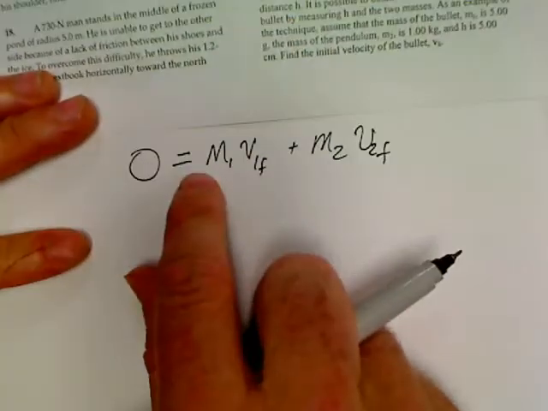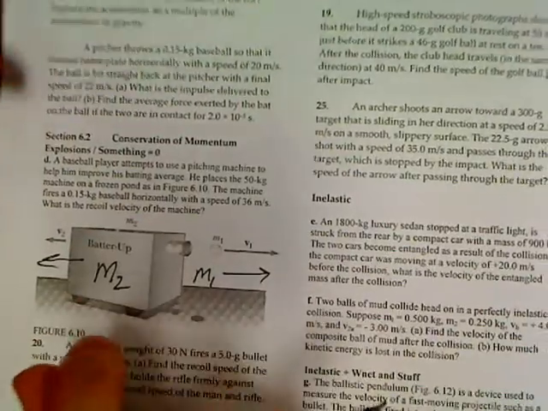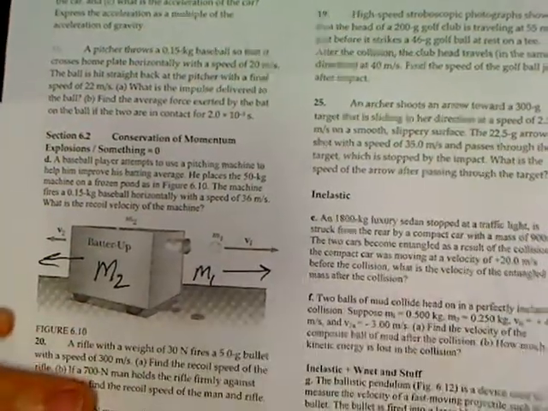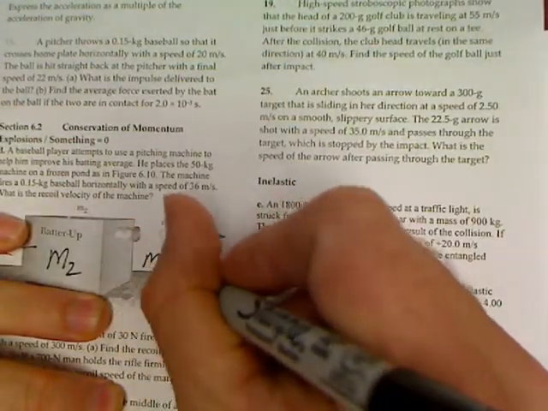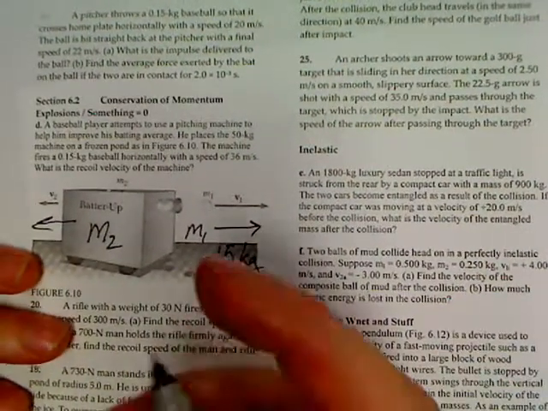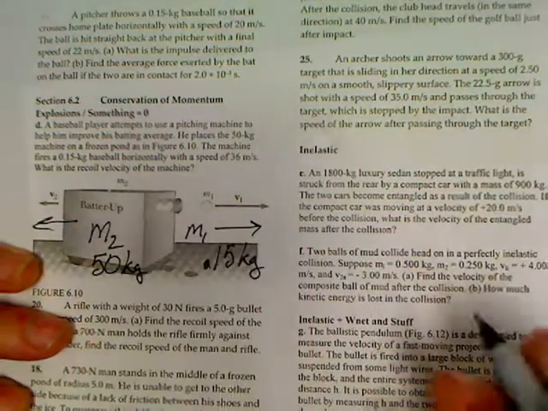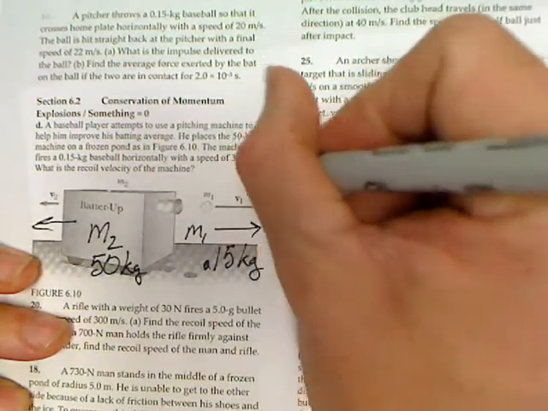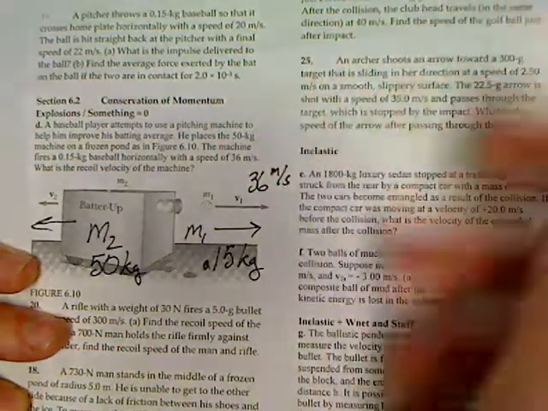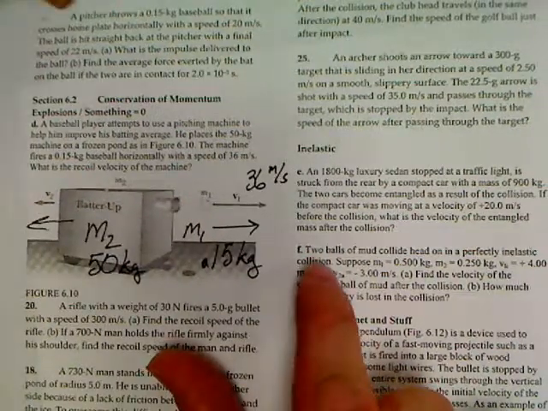So this problem, and this is example D on my homework, let's take a look at what we've got here. It says that M1, the baseball, is 0.15 kg, if we can read that on my screen. I don't know that you can. And the machine is 50 kilograms. And the baseball has a speed of 36 meters per second. And so the question wants to know, what is the speed of the machine going backwards?